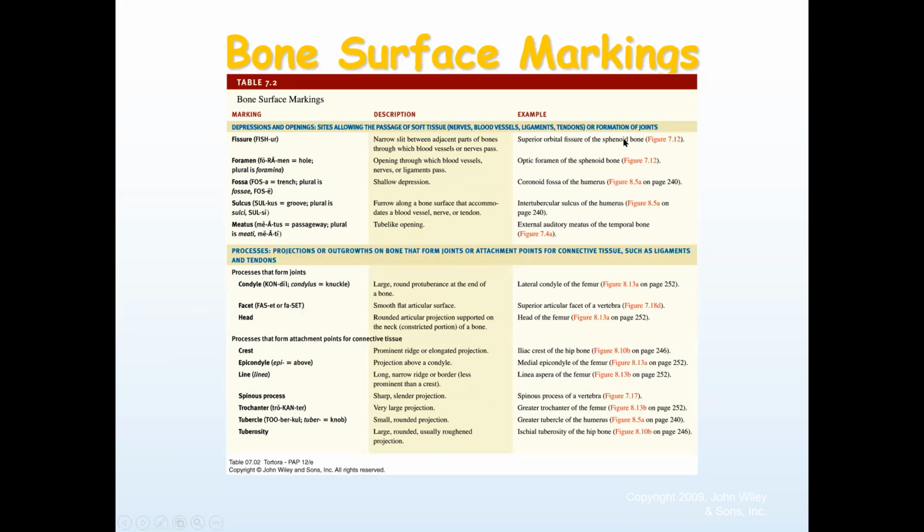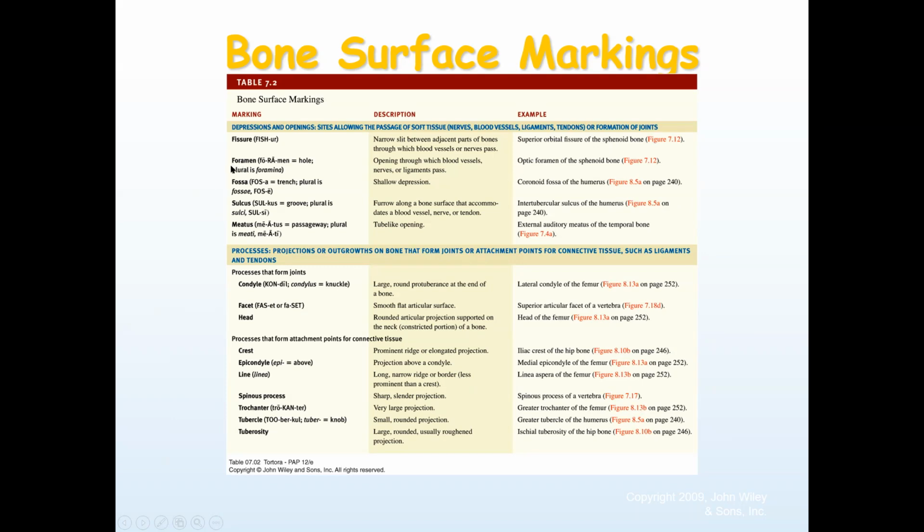Now, you already should know superior means above, and of course, orbital refers to your eye socket, as I'm sure you know, right? So the superior orbital fissure is looking at the superior portion of the orbit where the sphenoid bone meets it, right?